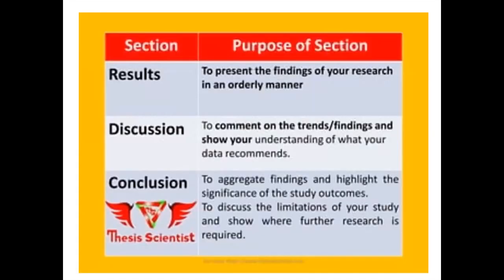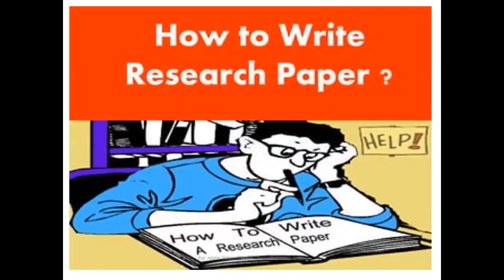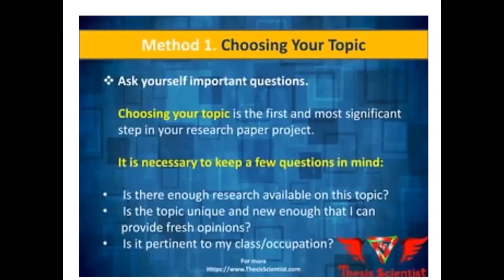So coming to this section, how to write a research paper, some other explanation. The most important thing is choosing your topic. Many people get lost and find it difficult choosing the topic. For that, you have to ask yourself important questions. Choosing your topic is the first and most significant step in your research paper. It is necessary to keep a few questions in mind. That's why I asked some questions.